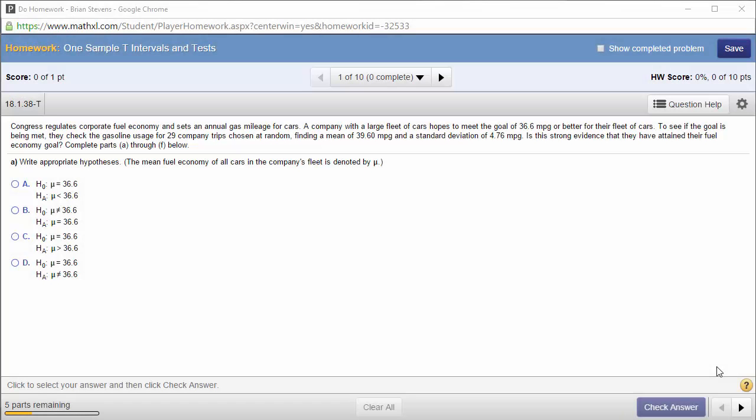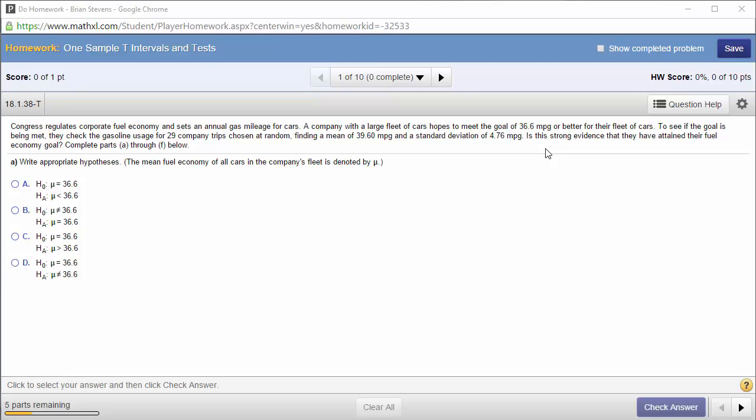Let's go ahead and cover some topics with just one mean. In this question, Congress is trying to regulate the fuel economy for gas mileage on cars. Now, the important thing we need to be able to do is identify every single bit of notation in this problem. You'll notice we have 36.6, we have 29, 39.6, and 4.76. With this in mind, each of these have a different notation.